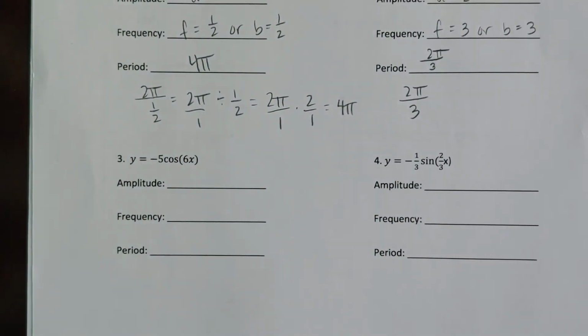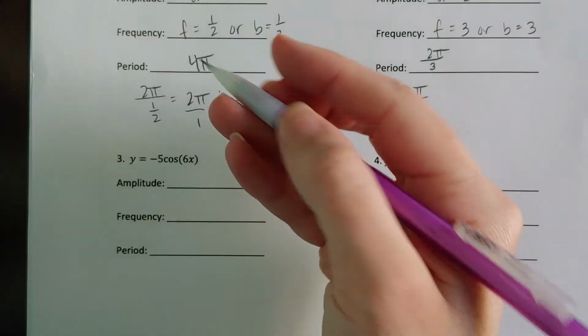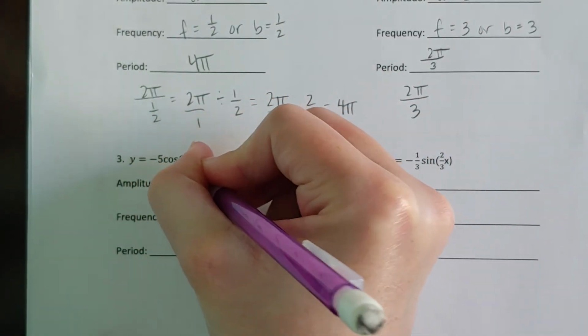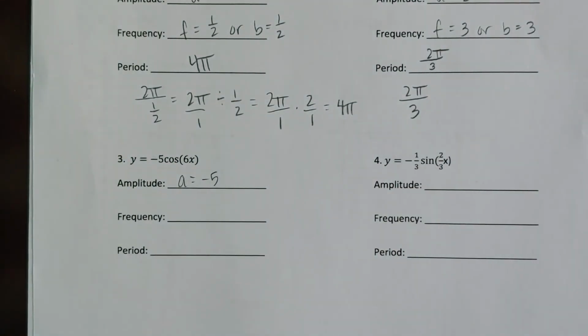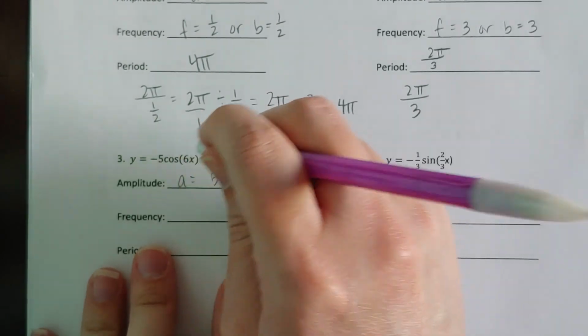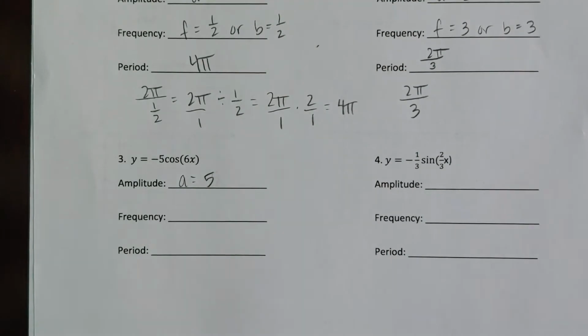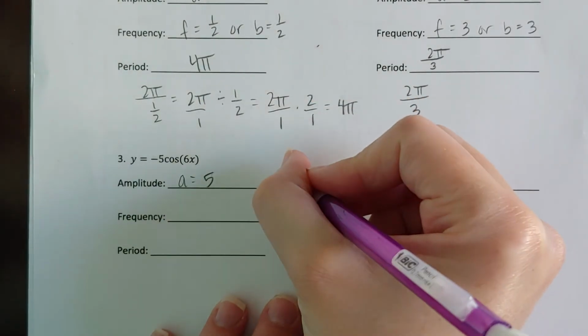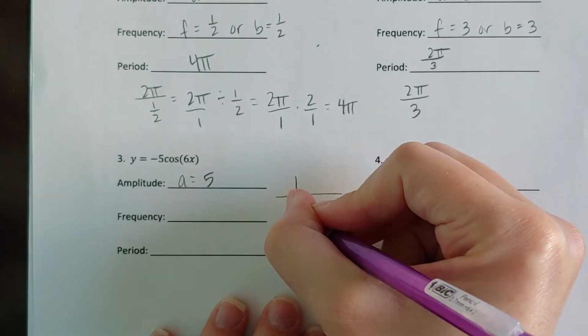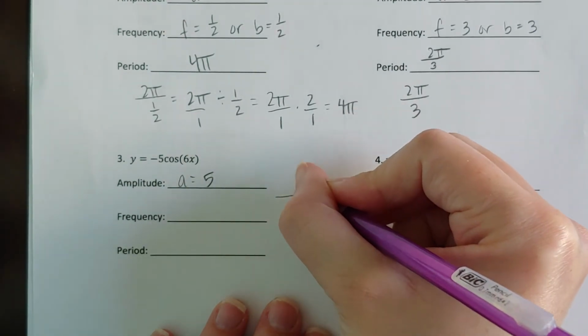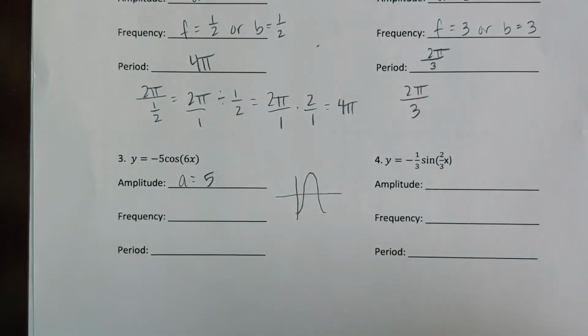Number 3 is y equals -5 cosine of 6x. So the amplitude is the number out front. So -5. Actually, no, that's not right. It's just 5. The amplitude is 5. The fact that it's negative, we talked about this a little bit in that first video, means that it's going to be upside down. So instead of starting up and going down, it's going to look like this. This one is going to start down and go up. So it's going to be upside down.